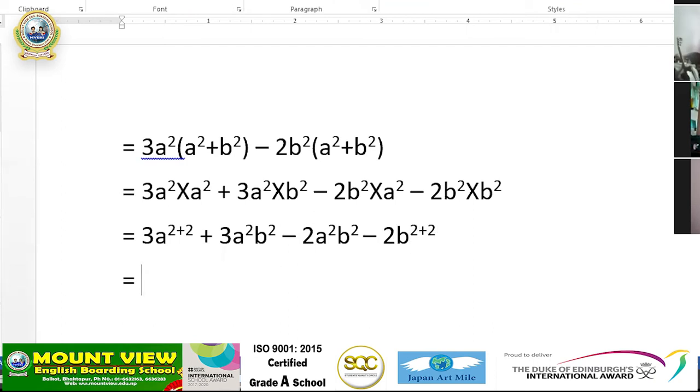Right, okay, so is there any confusion? If you have, just unmute yourself and speak. Is there anything? Okay, then we shall move forward. This is simple mathematics. So we have 3a to the power 4, okay, plus 3a square b square, minus 2a square b square, minus 2b to the power 4.